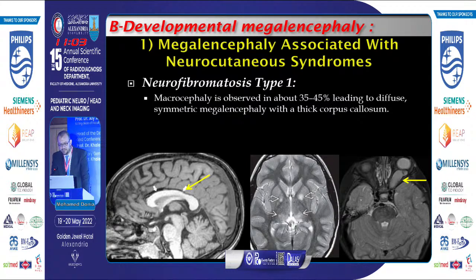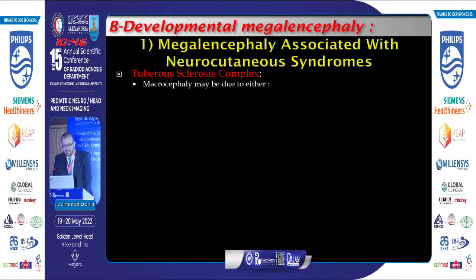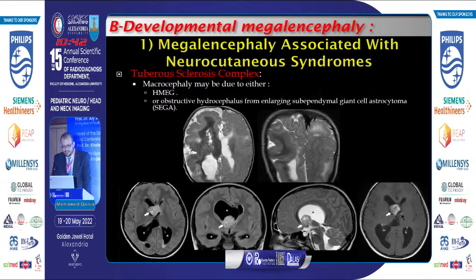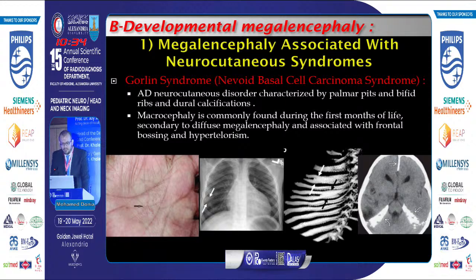In NF1, macrocephaly is observed in about 35 to 45%, leading to diffuse megalencephaly with a thick corpus callosum. Other stigmata of NF1 include bilateral basal ganglia and thalamic UBOs and optic nerve glioma. In tuberous sclerosis complex, macrocephaly may be due to either hemimegalencephaly or obstructing hydrocephalus from an enlarging subependymal giant cell astrocytoma. Gorlin syndrome is characterized by palmar pits, bifid ribs, and dural calcification.